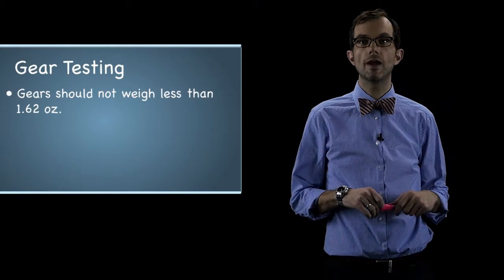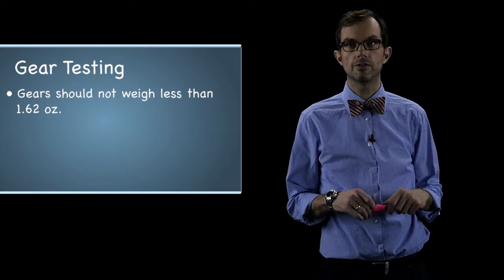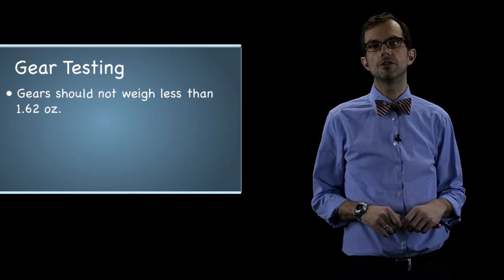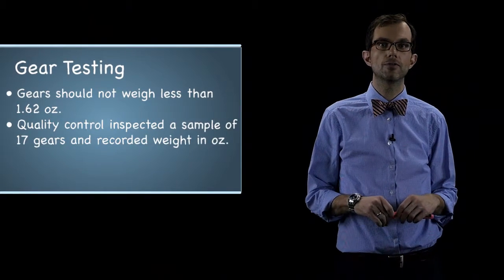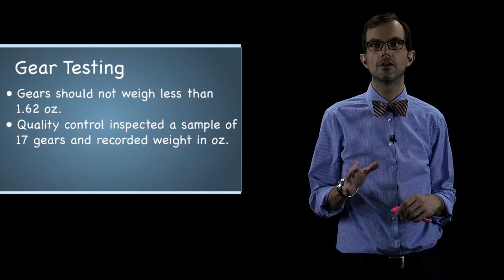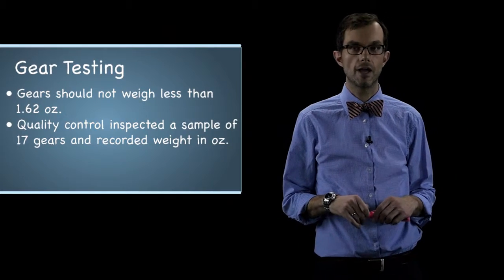Let's take a look at another example. One of the primary products produced at Kruger Industrial Smoothing is a line of gears. The gears are used in an aircraft, and the gears in general should not weigh less than 1.62 ounces. A quality control engineer at Kruger inspected a sample of 17 gears and recorded the weight of each in ounces.